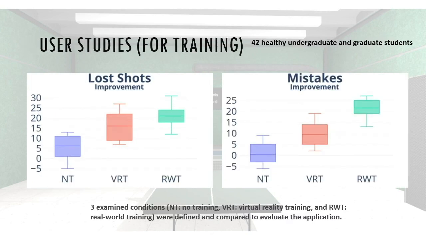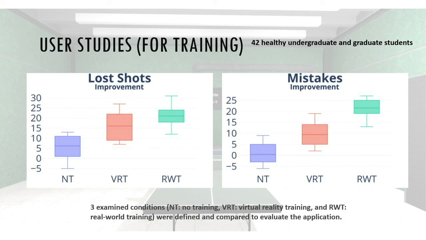For the second user study, the participant group comprised 42 healthy undergraduate and graduate students. 3 examined conditions, no training, virtual reality training, and real-world training, were defined and compared to evaluate our application. 2 measurements were captured. The first is the lost shots, which is the number of balls each participant was unable to hit with the table tennis racket.